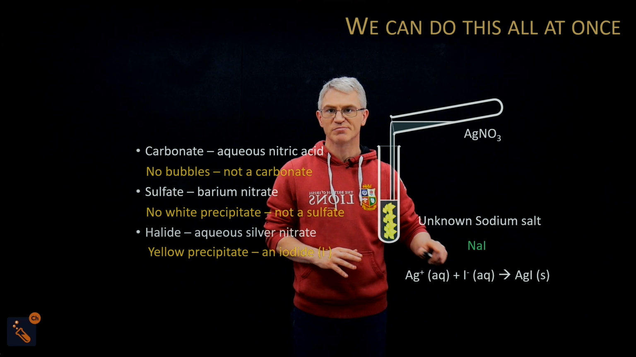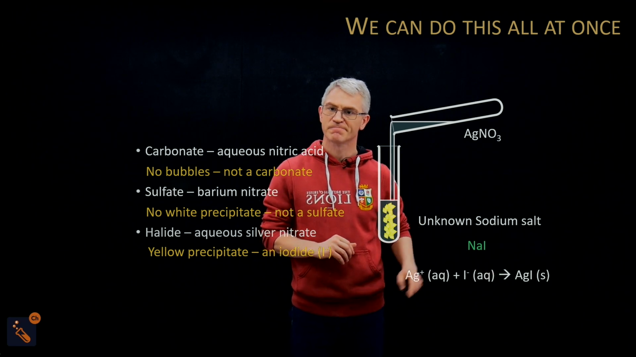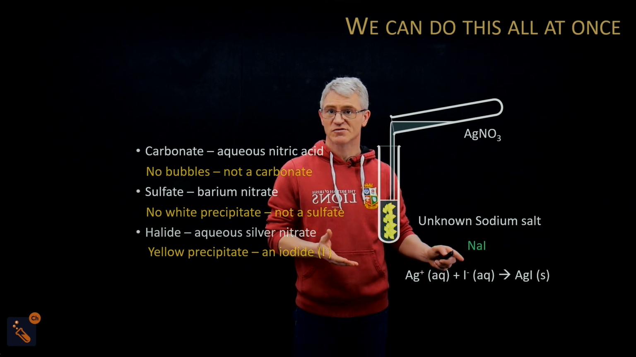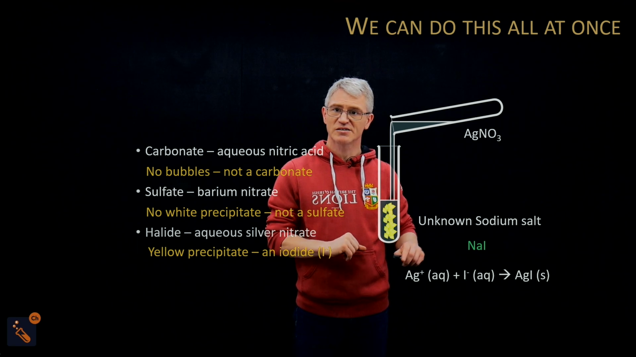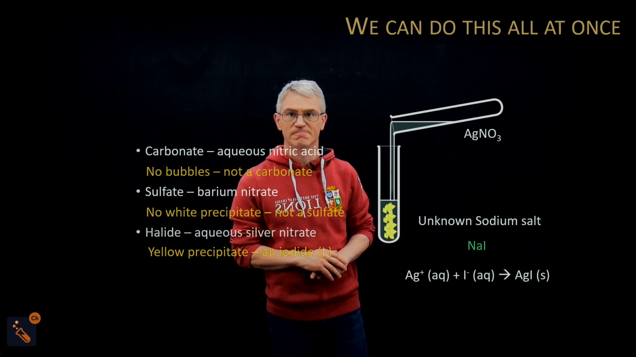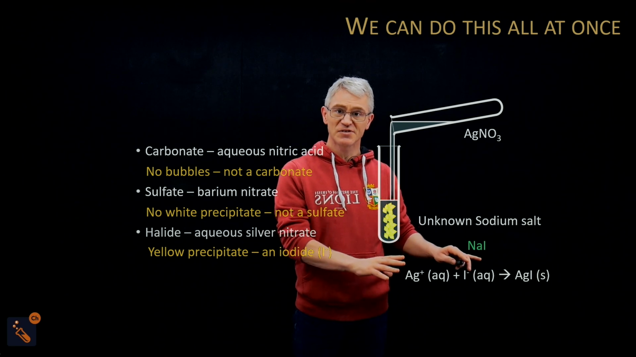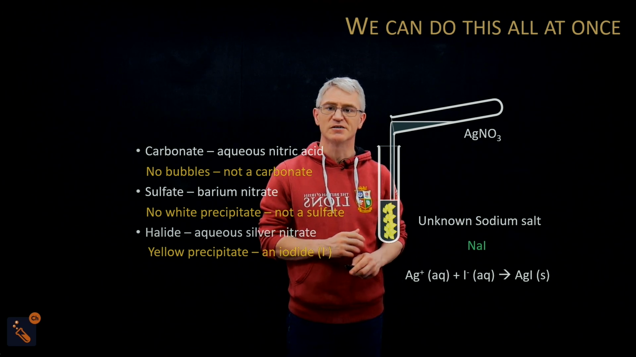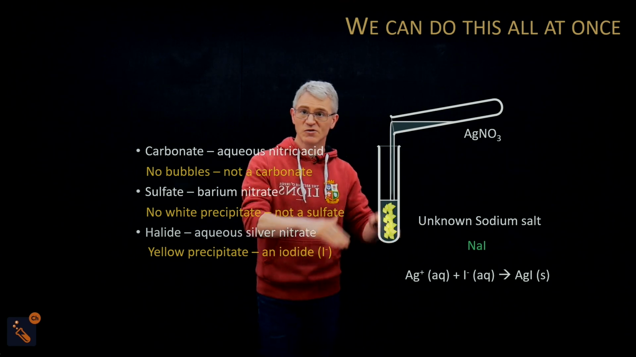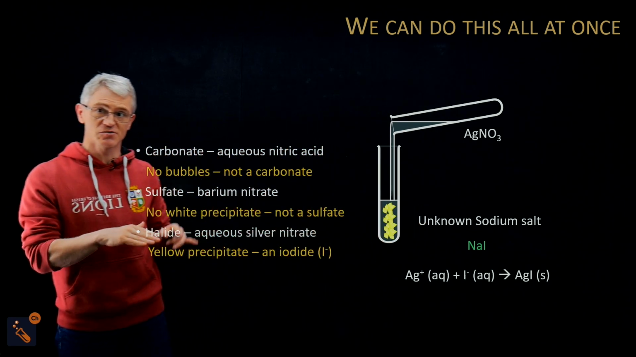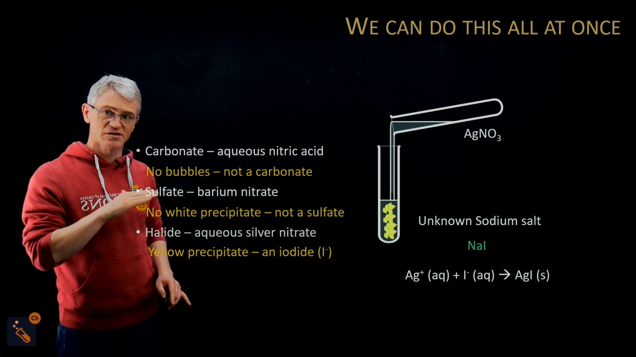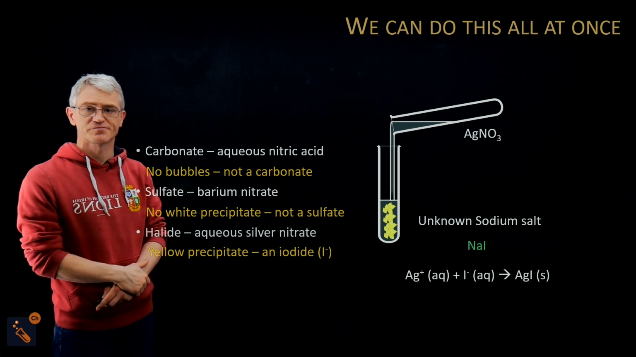The state symbols are really important because the solid tells you it's a precipitate. So that's silver nitrate plus sodium iodide, for example. The sodium is a spectator ion and the nitrate is a spectator ion. If this was silver chloride, you just replace the I- with Cl-. If it was a bromide, you replace it with Br-. And that's how you do it all in one. You stop when you get a positive result. So if that gives bubbles, you stop here. If that gives a white precipitate, you stop here. And then obviously this is the last one.